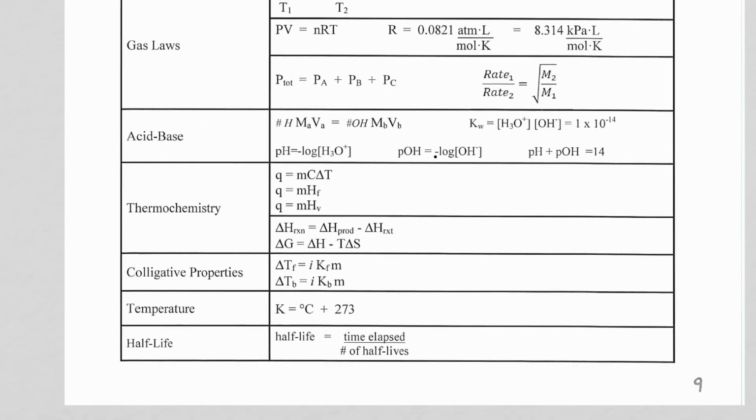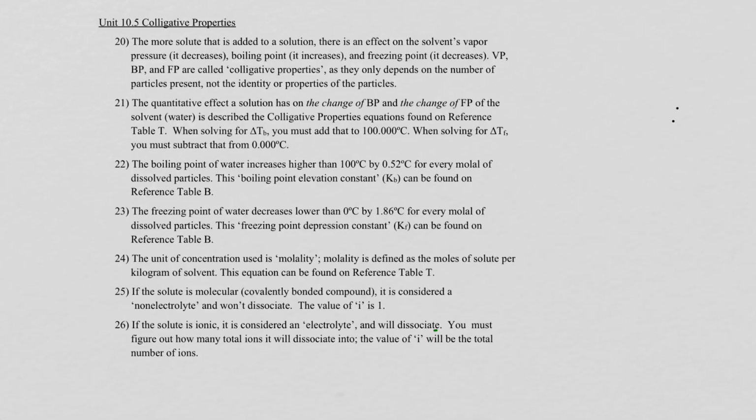And then on reference table T, down here at the bottom, you can see that there's colligative properties. And again, we'll talk about these, but recognizing that those equations are there for you to utilize. All right, this is the cover sheet from Unit 10.5, which summarizes the unit, and we'll use this as our springboard to understand the different concepts.